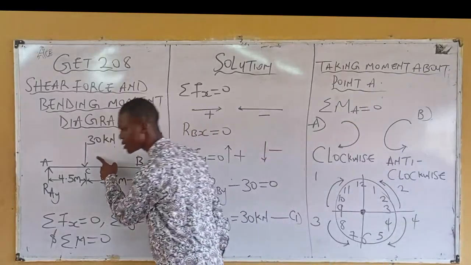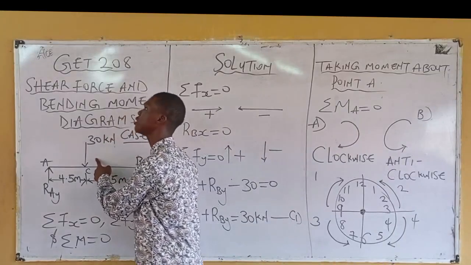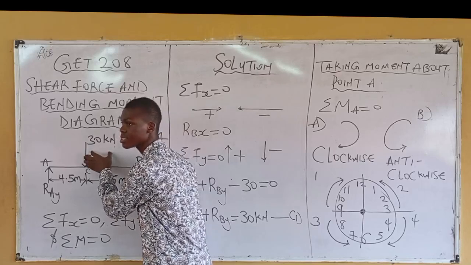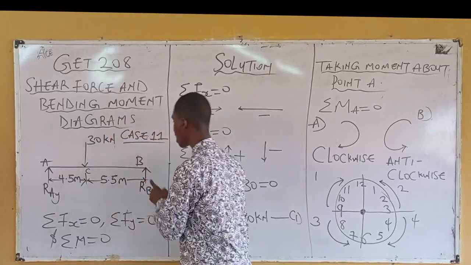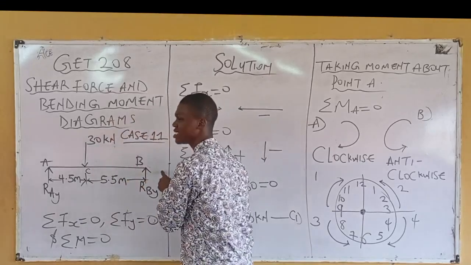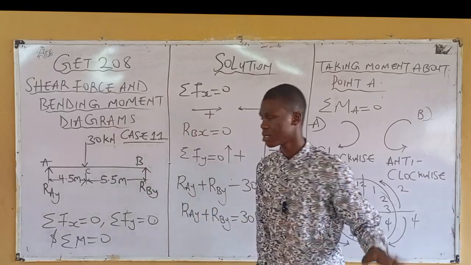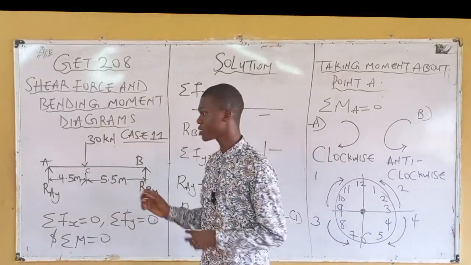This is the first one, 30. This is the force. When you say perpendicular distance, it means the distance this 30 is covering. Are you getting me? That's the first one. Number 2, RBY. What is the distance this RBY is covering? That's what moment means. Now, let's make it interactive before we start solving.